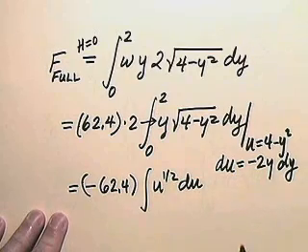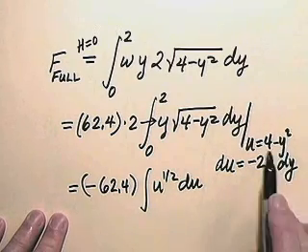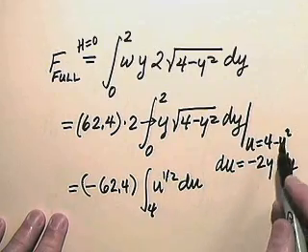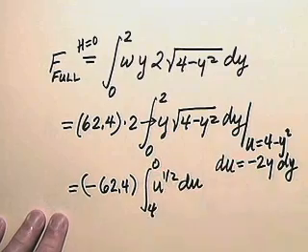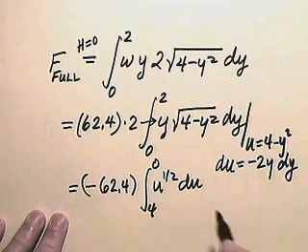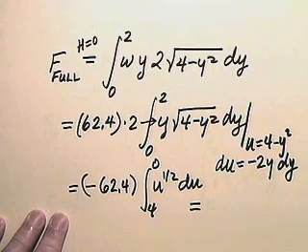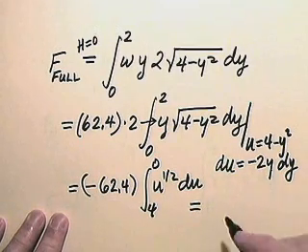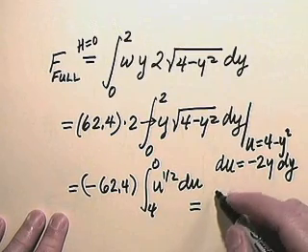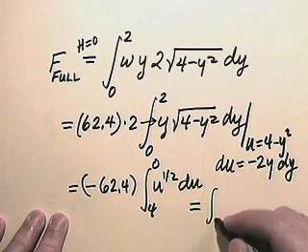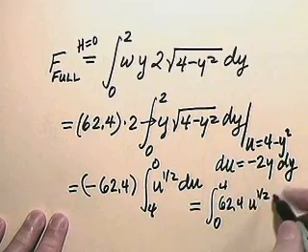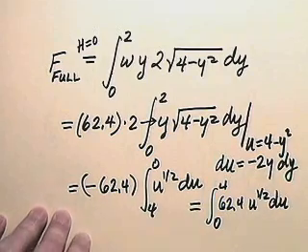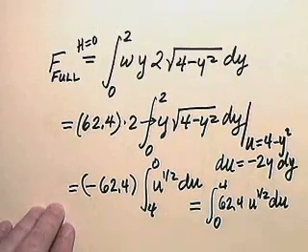What are our limits in terms of u? When y is 0, u is 4, and when y is 2, 2 squared is 4, 4 minus 4 is 0. And I like to switch my limits when I have a negative sign there. It just makes it easier to keep track of signs when I end up doing the evaluation between the limits in the end. So this is the definite integral from 0 to 4 of 62.4 u to the 1/2 du, which is pretty easy to do.